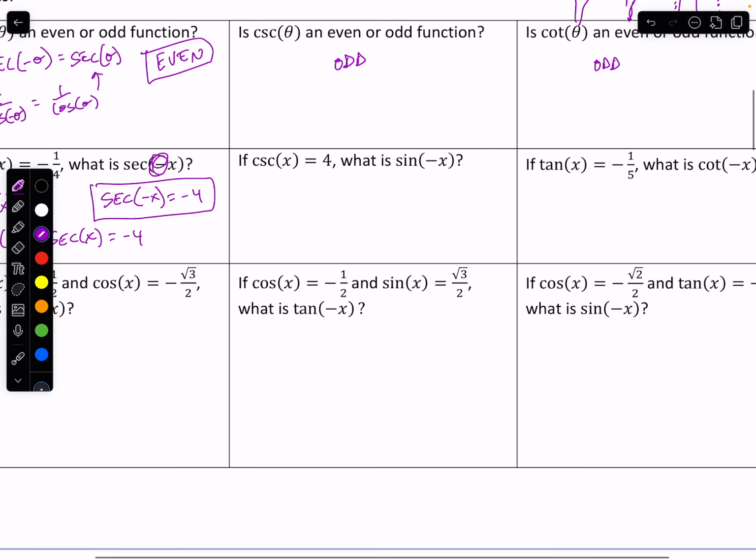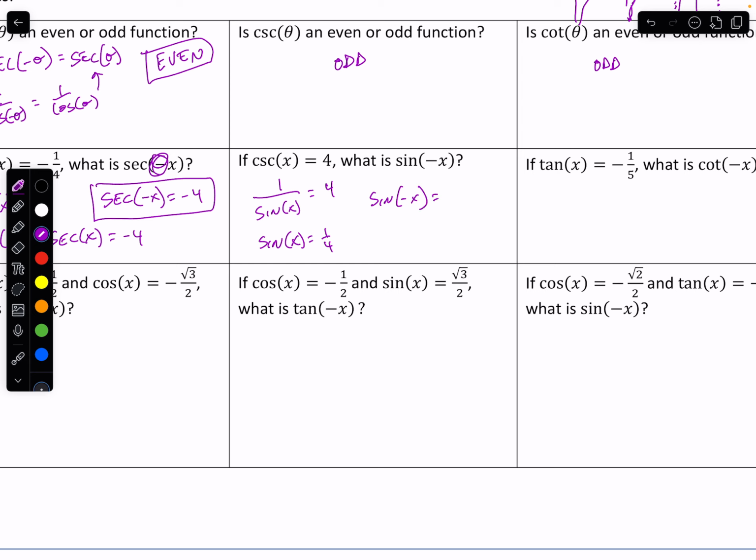Okay. Let's look at cosecant. If cosecant is equal to 4, what is sine of negative x? Well, if cosecant is equal to 4, then that means 1 over sine of x is equal to 4. And then I would flip both of those. So I'd get sine of x equals 1/4. And then I know sine is an odd function, right?